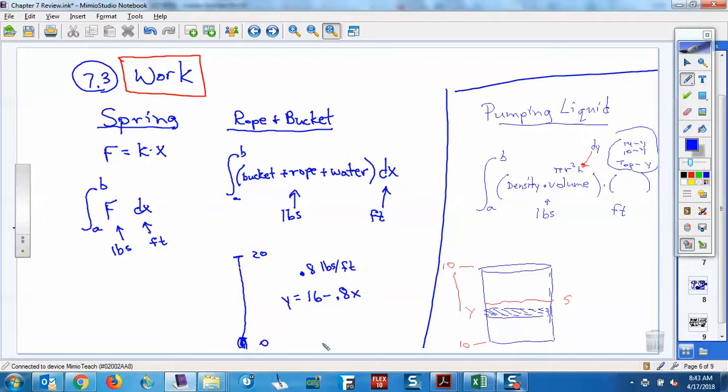The other way was to just put an ordered pair. You know, at 0 feet, it's 16 pounds of rope. At 20 feet, it's 0 pounds of rope. And you just work out your equation that way. Basically you come up with that.